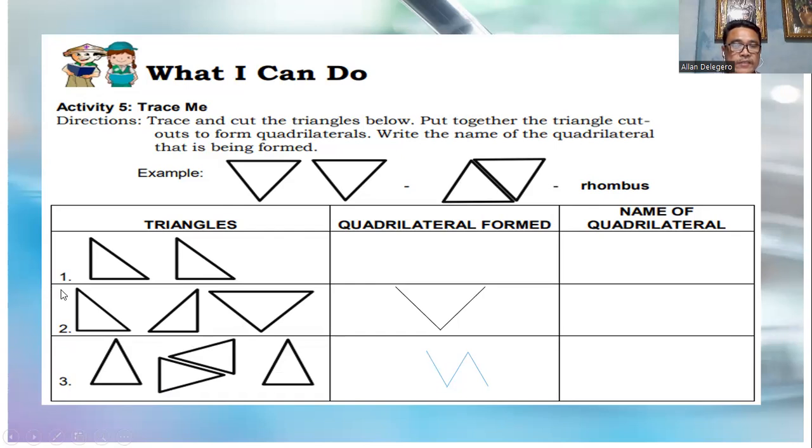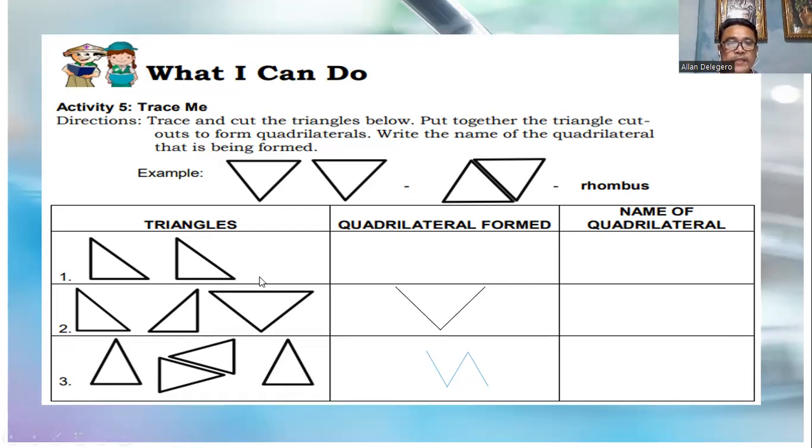Let's start here for number 1. Draw the quadrilateral formed and write the name of the quadrilateral. For number 2 and number 3. Okay, are you done? Let's check your answers.